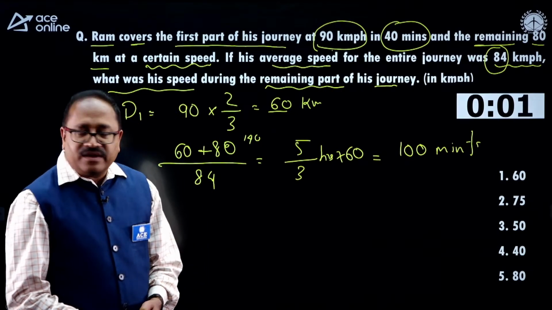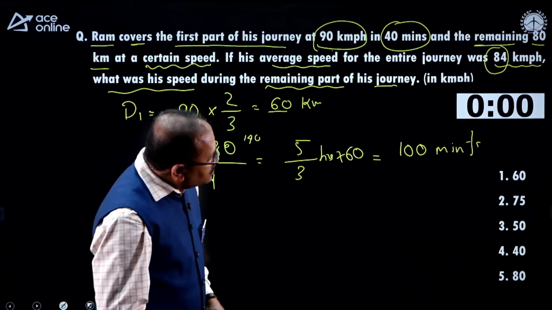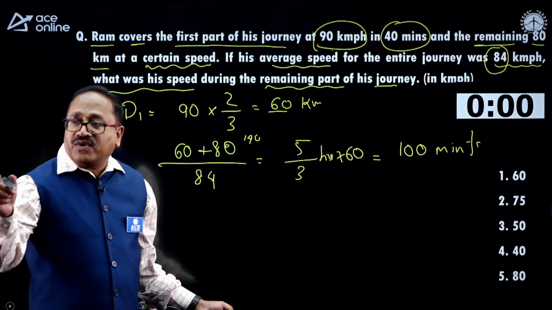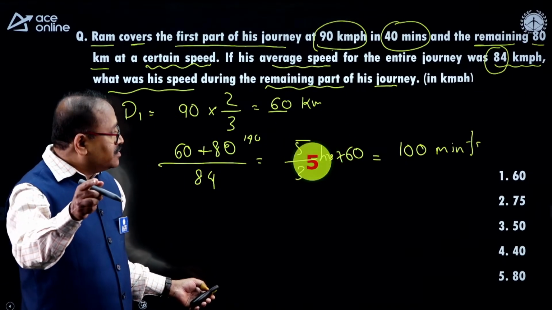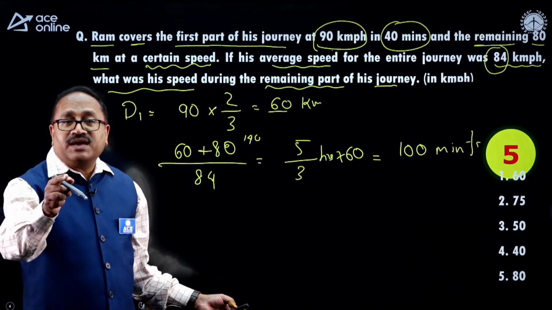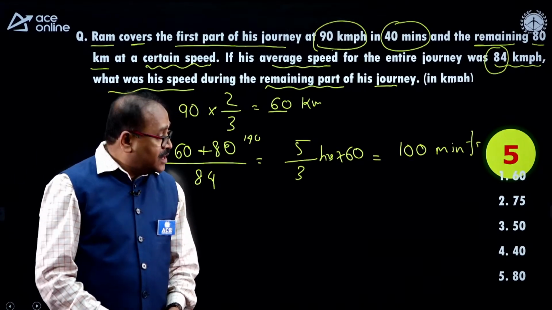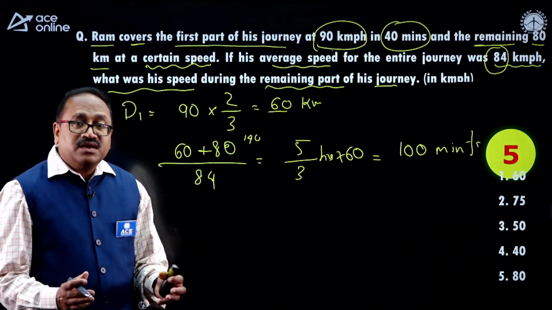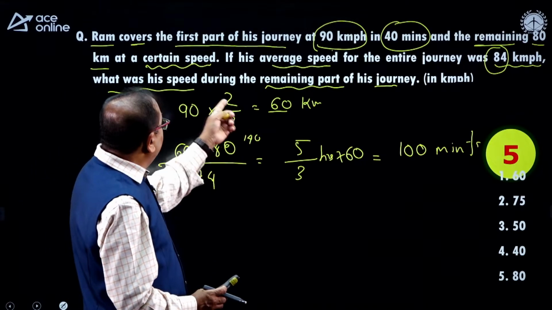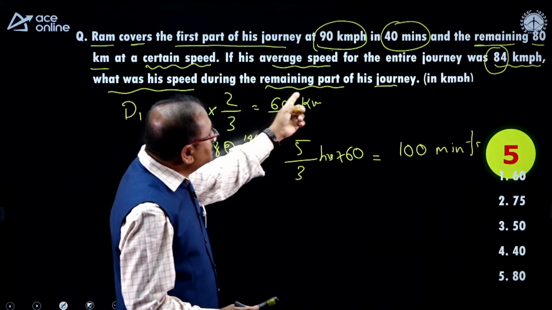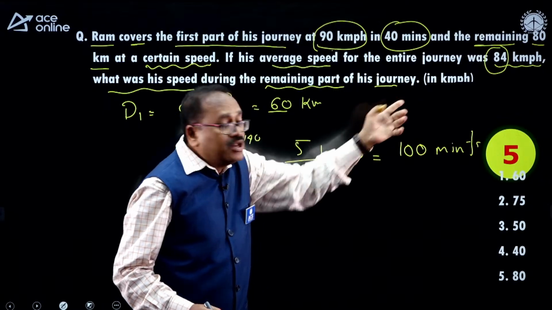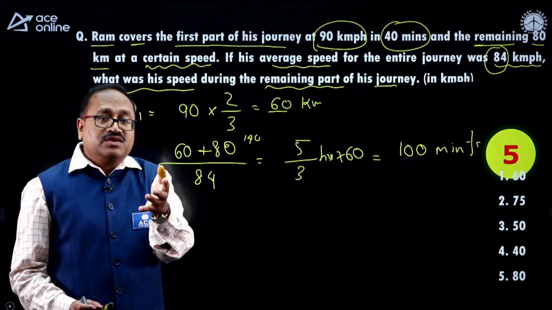Well done, well done. Let me check. The time is up. Option 1 is correct. No, my dear friend, it's option 5. Option 5, that is 80. What I need to find out? The remaining distance is covered in what kilometer per hour? I need to find out the speed.